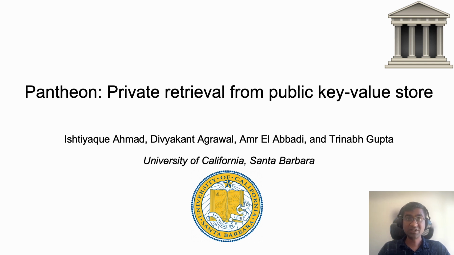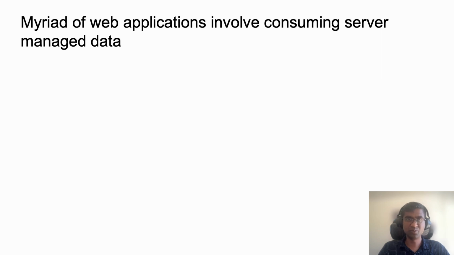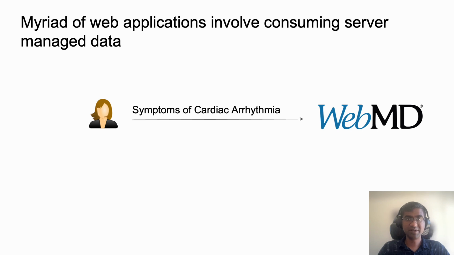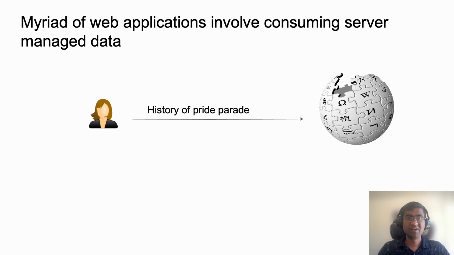We often query data from different applications where the data is produced and managed by the service provider. For example, a hedge fund may query about a stock ticker symbol to make business decisions. A person may look for resources on certain medical conditions, or we may want to learn about some very private and sensitive topic from a service like Wikipedia.